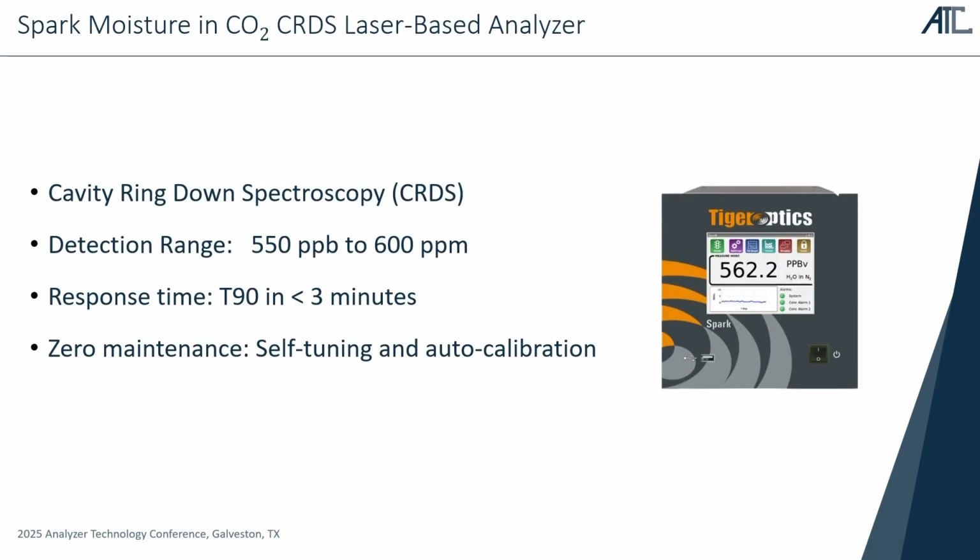Okay, so for measuring the water in this case, we use a cavity ring-down spectroscopy system. In this case, it's made by Process Insights as well. This is the Tiger Optics Spark that measures moisture in CO2. You can see the range is from 550 ppb up to 600 ppm. And just like with the mass spectrometer, one of the very nice things about CRDS is fast measurement, real-time response, and very, very low maintenance. There's no field calibration or maintenance required on these as long as the sample stream is kept clean.